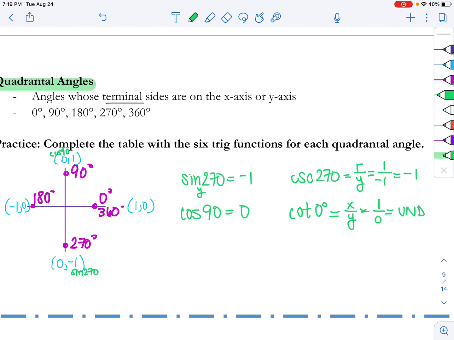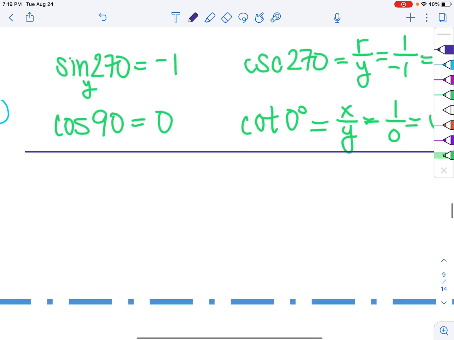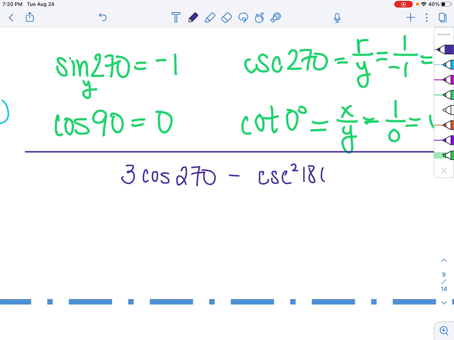So we can use these quadrantal angles to figure out all the trig functions. And then the next step, what you're going to see is expressions with quadrantal trig functions in them. For example, 3 times cosine of 270 minus, let's see, cosecant squared of 180.